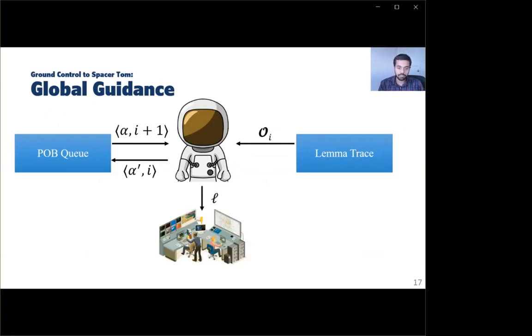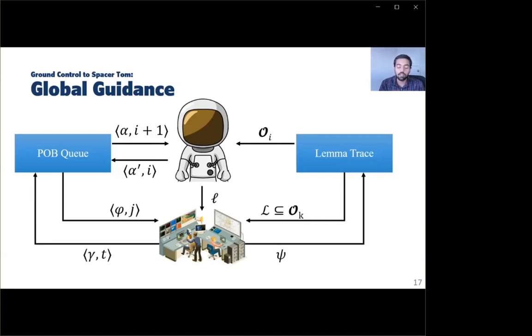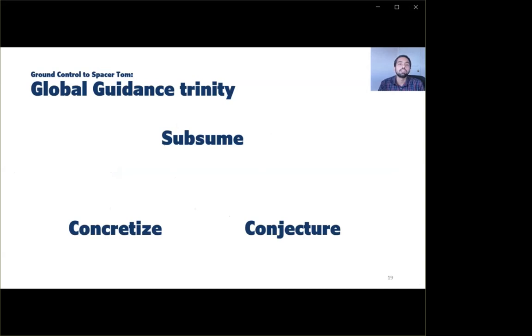This is where global guidance kicks in. When Spacer is about to learn a new lemma, we take a global view of the proof by querying a subset curly L of lemmas from some frame k and taking a proof obligation phi, and then we guide Spacer by learning a new lemma psi and adding it to the lemma trace, or generating a new proof obligation gamma and adding it to the proof obligation queue. We introduce three rules: subsume, concretize, and conjecture to achieve global guidance. In the rest of the talk, I'll explain these 3 rules.